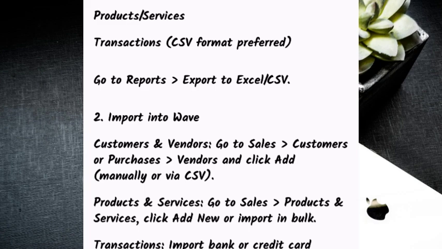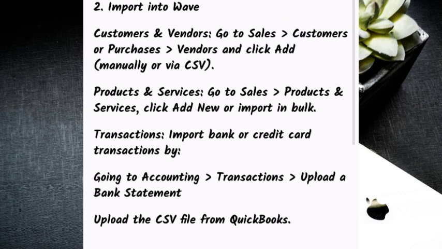Step 2 is to import into Wave. Now, customers and vendors, just go to sales and customers or purchases, and then vendors, and then click add manually or via CSV. For products and services, go to sales and products and services, and then click add new or import in bulk.